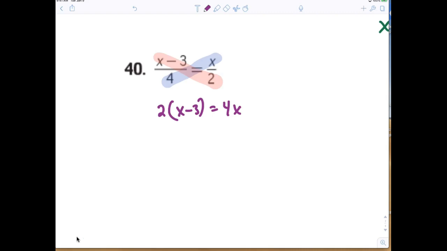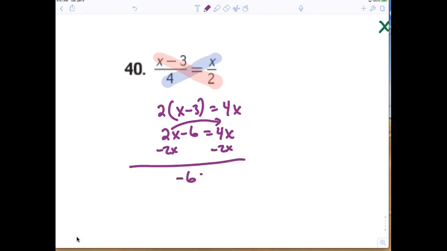And when you distribute, you get what? 2x. And now I want to move the 2x over to the right side. So I have to do what? Minus 2x. So what is x? Yeah, x is equal to negative 3.